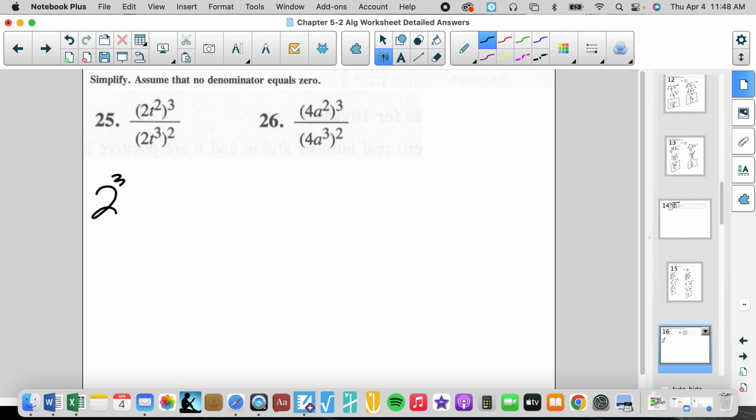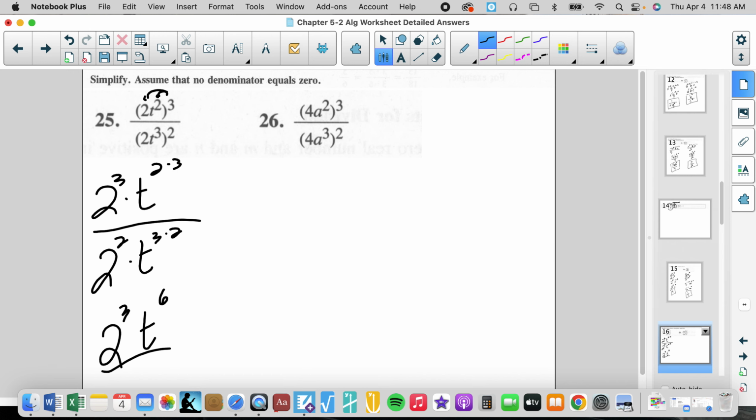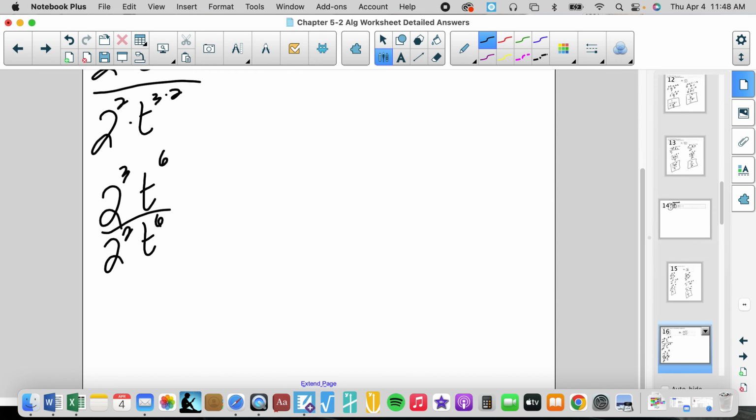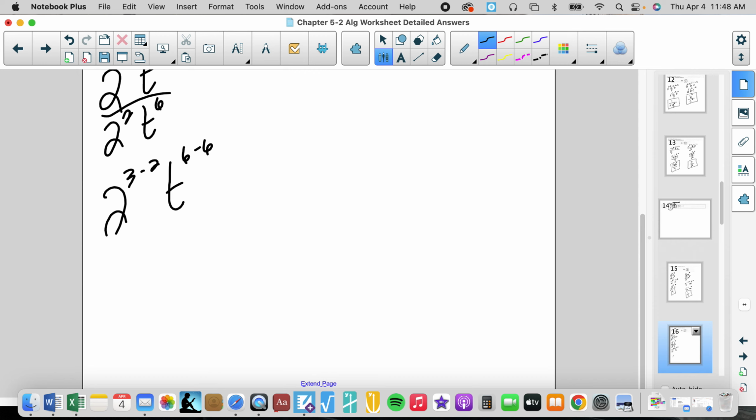So we're going to distribute 2 to the third times t to the 2 times 3. When we have a power of a power, we multiply over 2 squared times t to the 3 times 2. So that's 2 to the third t to the sixth over 2 to the second t to the sixth. Like bases, 2 to the 3 minus 2, t to the 6 minus 6, 2 to the first, t to the 0, which just leaves us with 2.